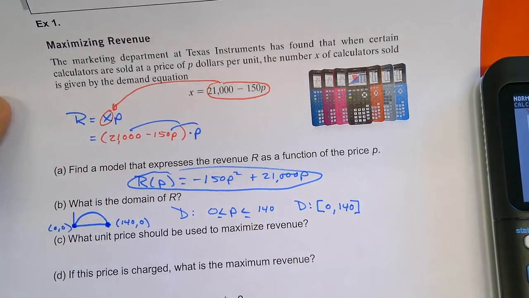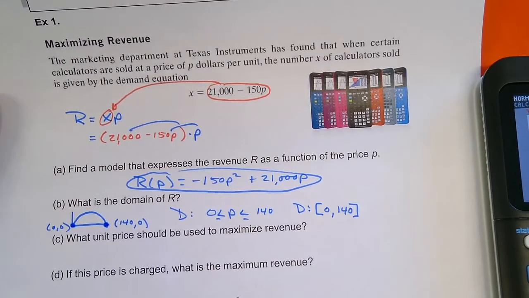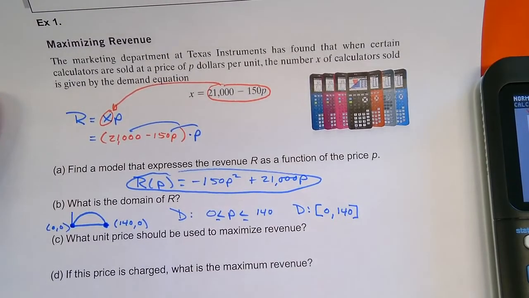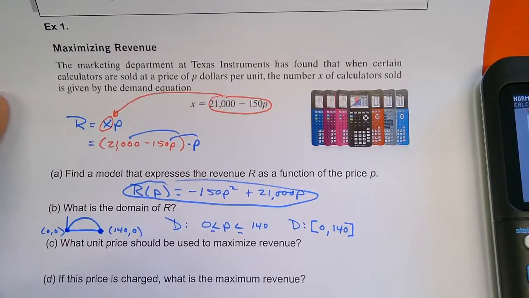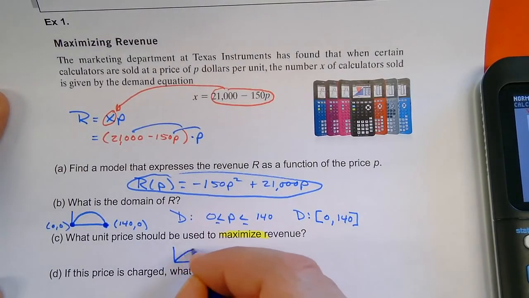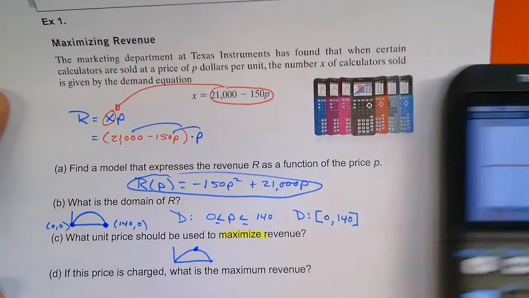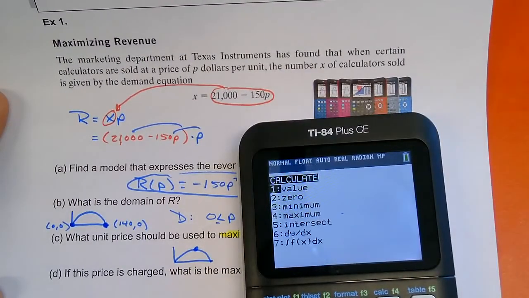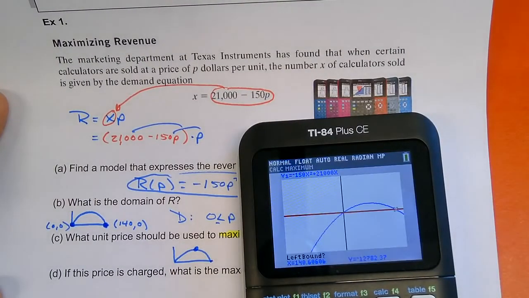Okay. So I take a look at the next question. Next question says, at what unit price should be used to maximize the revenue? Again, we're trying to find the max, and that's going to be on the top of our mountain. So I'm going to go ahead and find the top of that mountain using the calc real quick. So I'm going to go second trace, maximum.